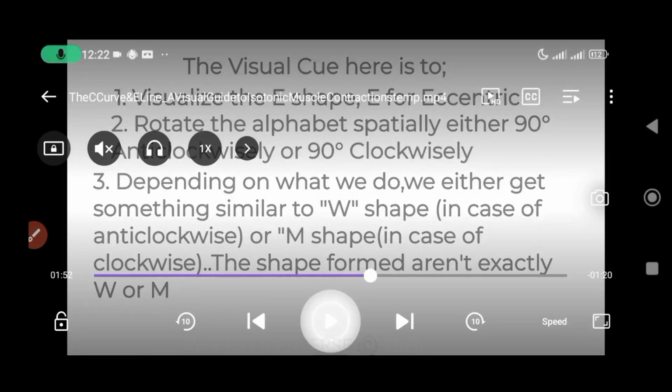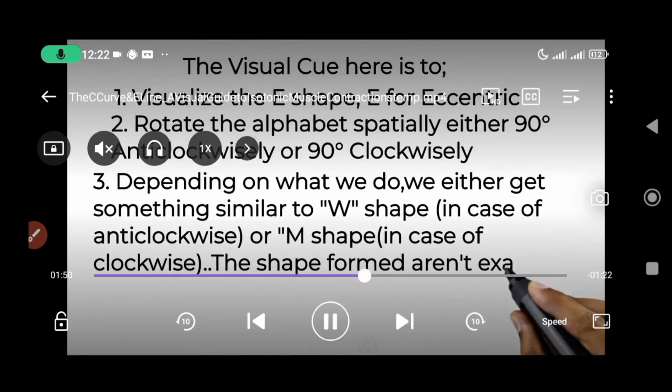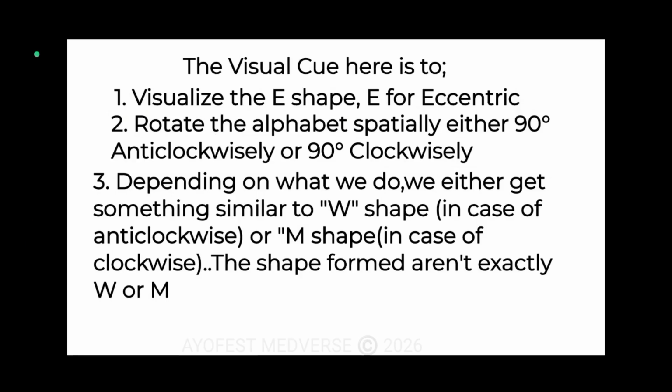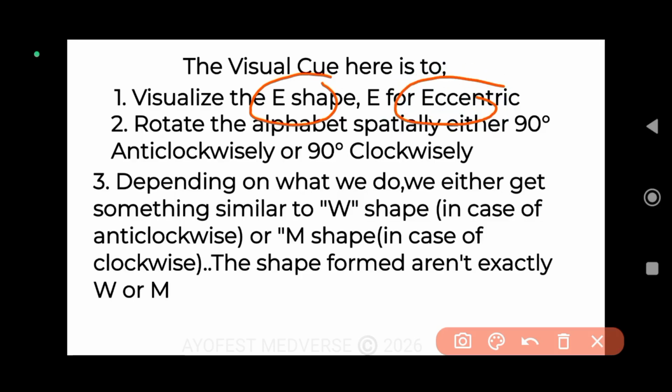Okay, so let me talk about this one. Visualize an E shape. In the case of concentric, what we are visualizing is C, because C starts concentric. But for this one, we are going to be visualizing E, E for eccentric. And what we are going to be doing is to rotate the alphabet, especially in your memory, either 90 degrees anti-clockwise or 90 degrees clockwise. So this is what I mean by that. Let's say this is a space, this is 90, 90, 90, 90, making 360. So this is E.